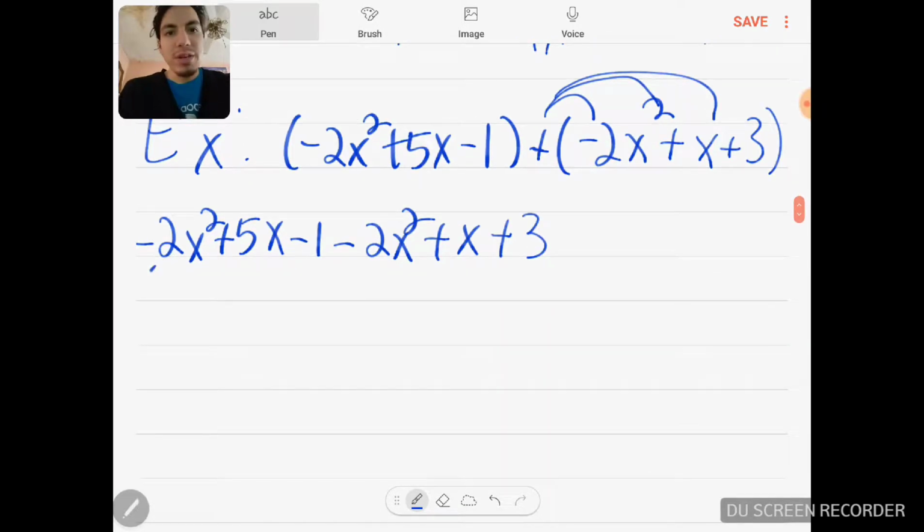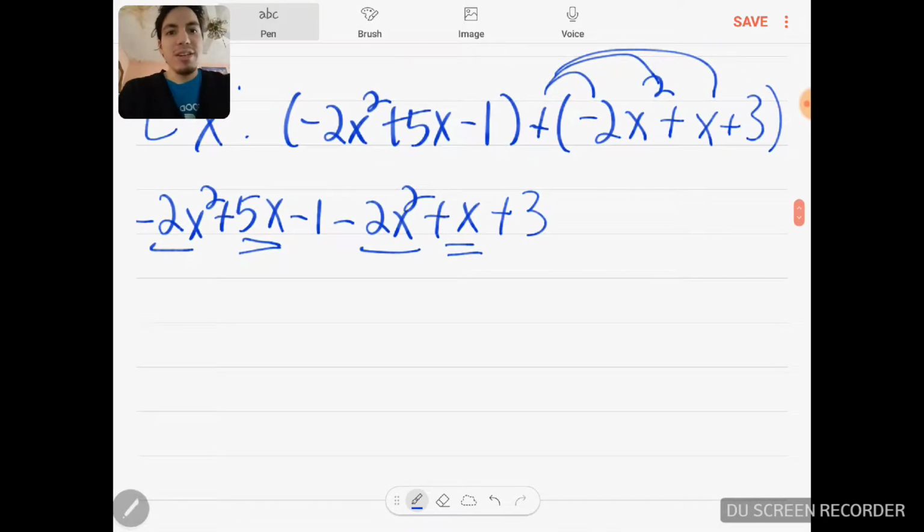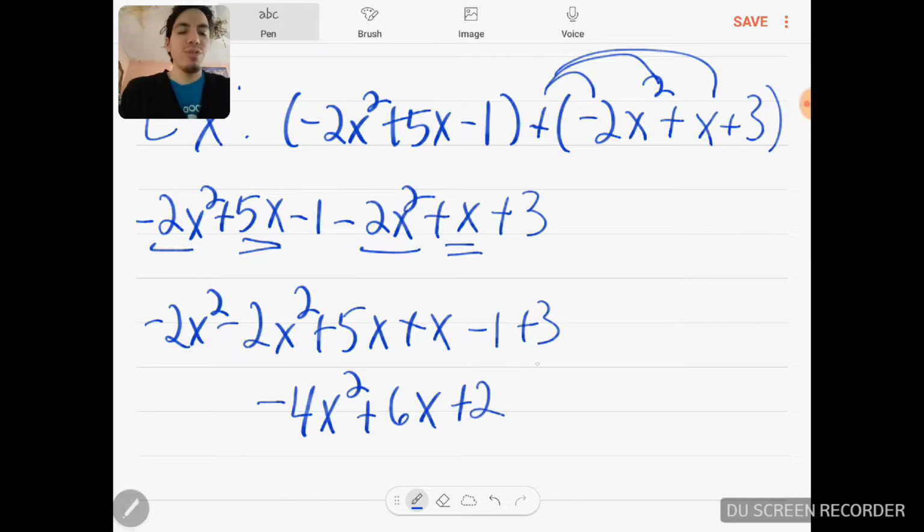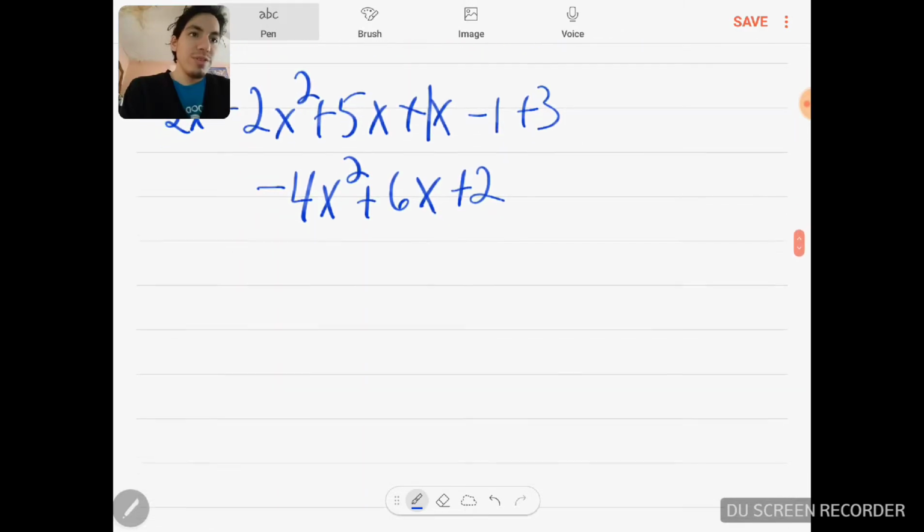All right, so I'm going to do the same thing. I'm going to underline the terms that have the exact same powers, or in this case, the same degree. So I'm going to rewrite this as negative 2x squared, negative 2x squared, plus 5x minus 1 plus 3. I get negative 4x squared plus 6x plus 2. How to get the 6x is because, remember, it's 5x plus x, there's a little 1 here. 5 plus 1, 6. Let's move on to another example.